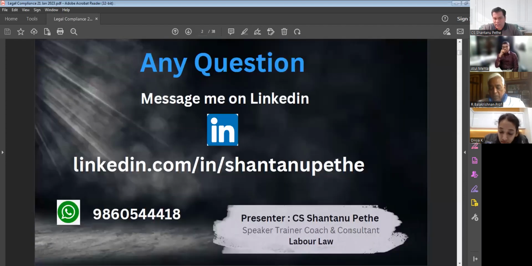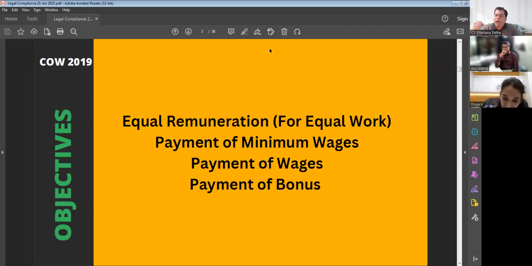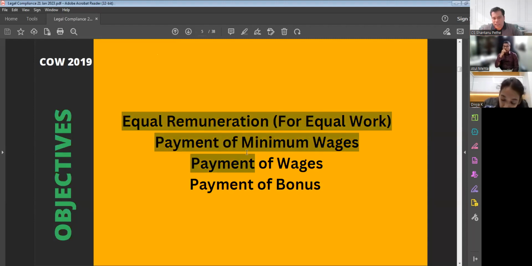Now, if we talk about the objective of the Code on Wages, this particular code is focusing on the payment of wages, also on payment of minimum wages to the employee, and equal remuneration. There was a concept of equal remuneration earlier also: if 2 persons are doing equal work or work of similar nature, they should get the same amount as wages. And the payment of bonus. So the objective is to provide the provisions related to these things.